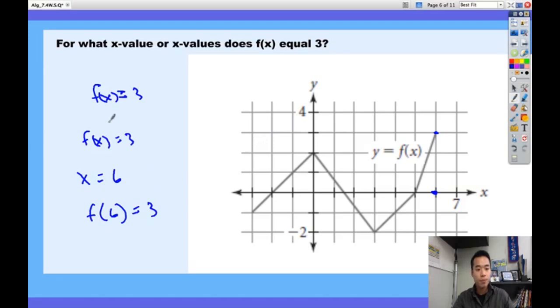Okay, one more time. f of x is equal to 3. Not f of 3, but f of x. So I need to find the x value that will give me an output of 3, which is right there, which just gives me an ordered pair of input 6, output 3.